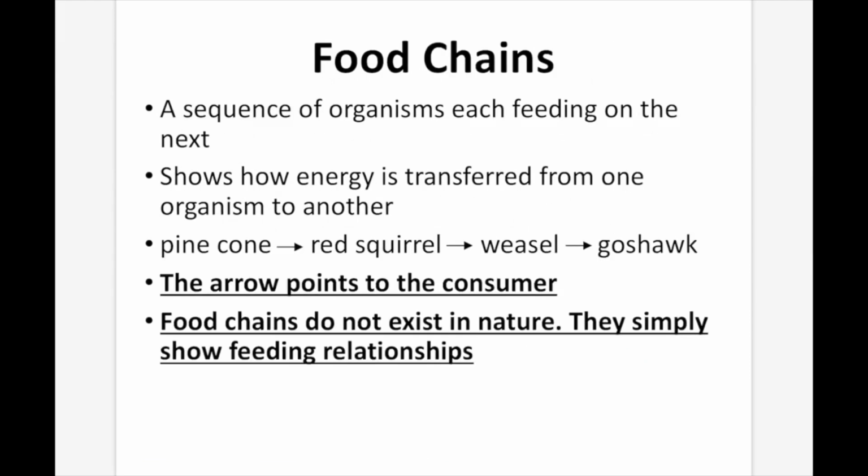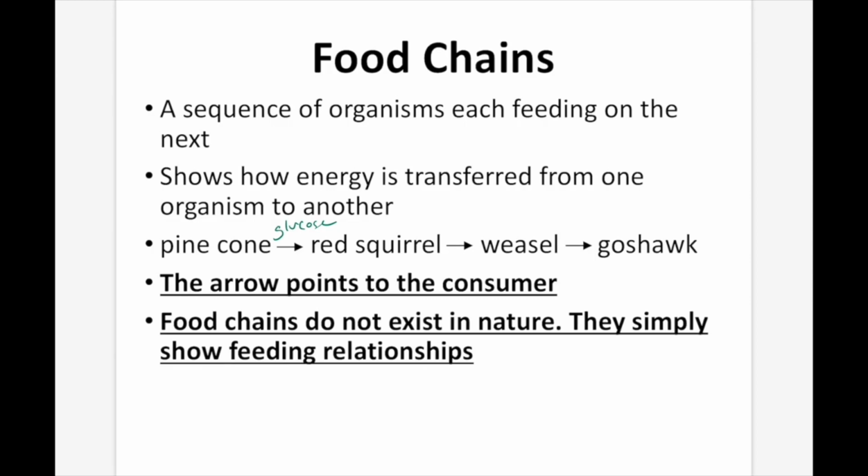Food chains are a sequence of organisms which each feed on the next, and it shows how energy is transferred from one organism to the other. We talked about how producers produce the sugar, which is then passed on to the consumers, which is then passed on to the thing that eats the initial consumer, and so on. The arrow points to the consumer. So in this case, the pine cone is going to be eaten by the red squirrel. The sugar that was made in the pine cone is going to be passed to the red squirrel, which is then going to pass it to the weasel, who is going to eat the squirrel, and so on.